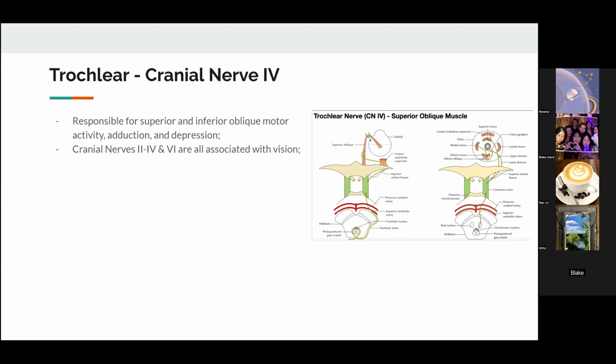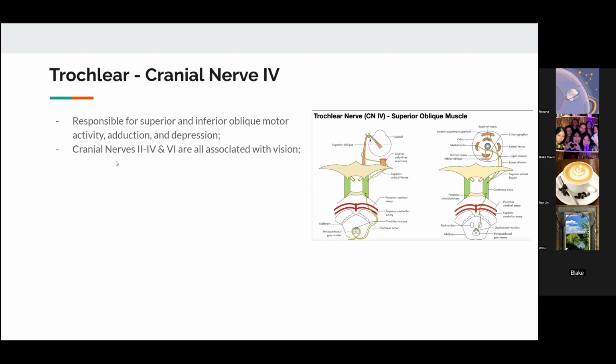It's also responsible for adduction and depression. Adduction is when you're moving towards the midline. So if I am with my left eye, and I'm going to look to the right, that's abduction. And if I have my right eye and I look to the left, the eye is using adduction to look at the left side or the middle of our body. So think of adduction as looking at your nose.